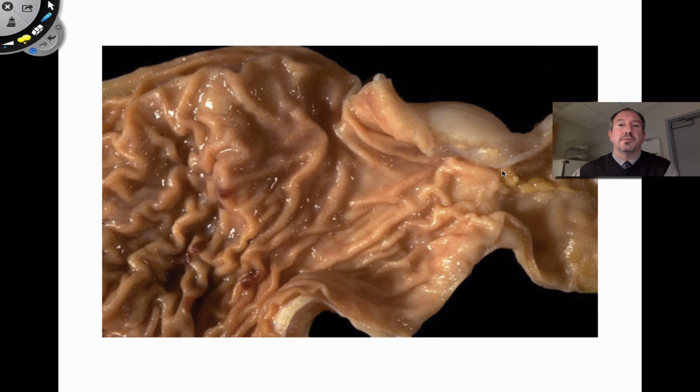Here's an actual picture of the pyloric sphincter right here. You can see the rugae there, and you see how muscular it truly is.